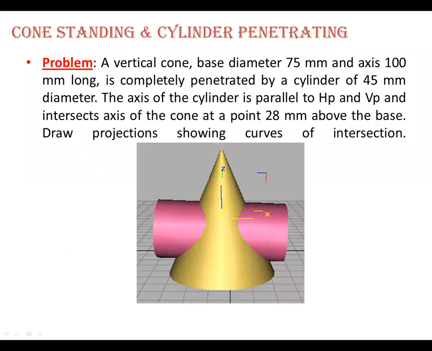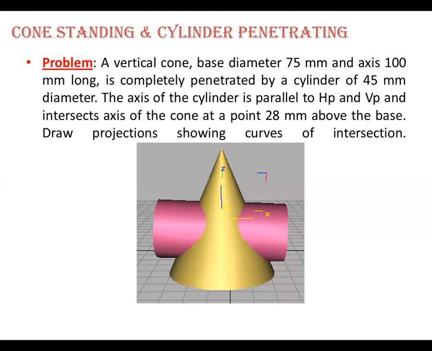Today we are going to study a problem of intersection of solids. Up till now we have studied different problems like prism intersecting prism, then cylinder intersecting cylinder, then prism intersecting cylinder. Now in this problem we'll study cylinder intersecting cone. Means cone is standing on ground floor and cylinder is penetrating horizontally.